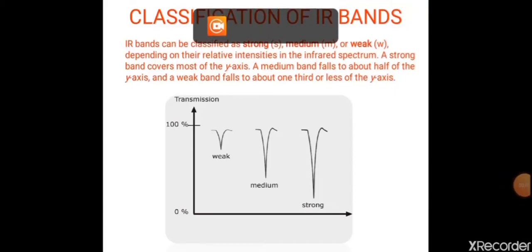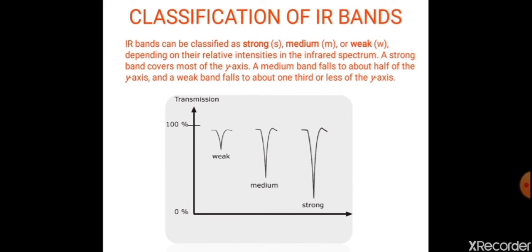In our previous class, we discussed the different types of stretching and bending vibrations and the factors affecting those vibrations. Today we will discuss the different types of vibrations present in different functional groups, how these functional groups behave when they are subjected to infrared photons or infrared irradiation, and what kind of information we can obtain from the IR spectrum.